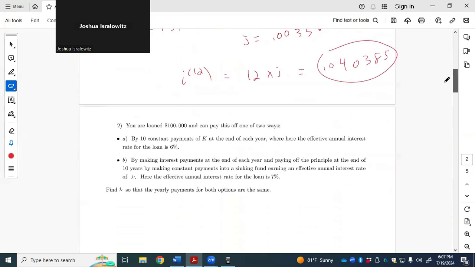But anyway. All right, sinking fund problem. So you are loaned 100,000 and pay this off one of two ways, constant payments of K at the end of each year. All right, so let's just immediately do A. So this is saying 100,000 is K times a-angle-10 at 6%.